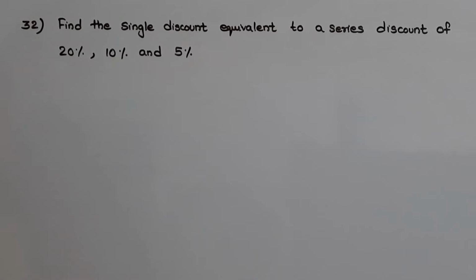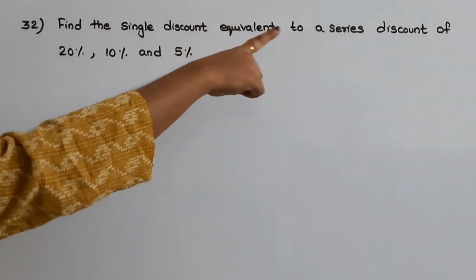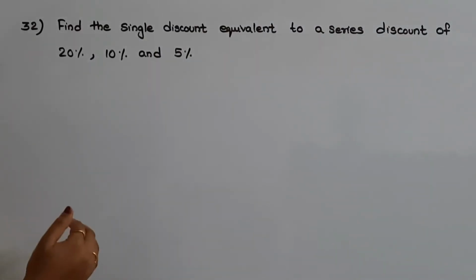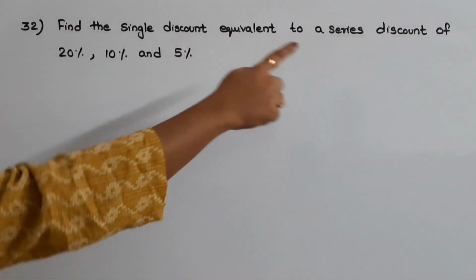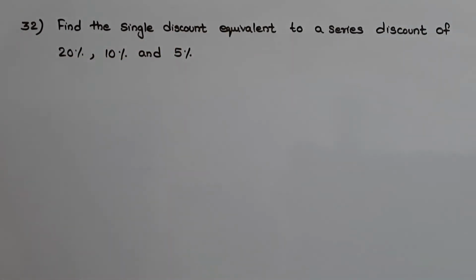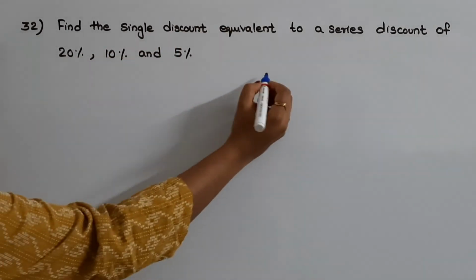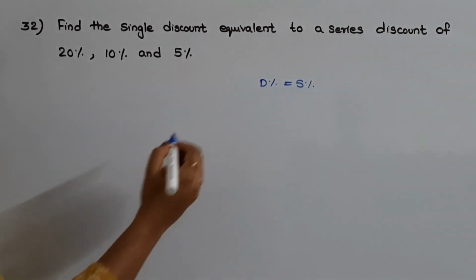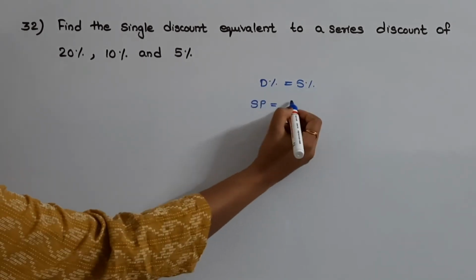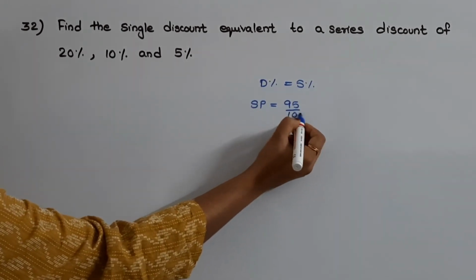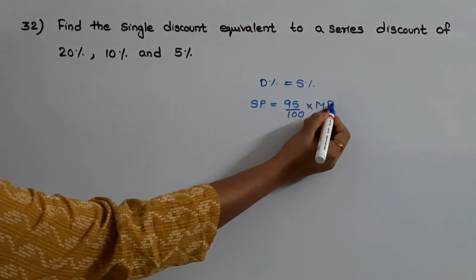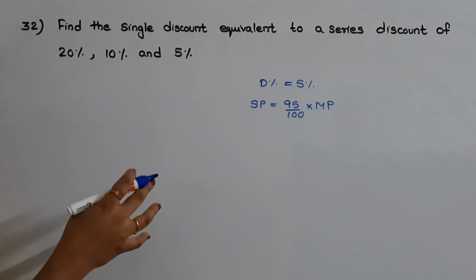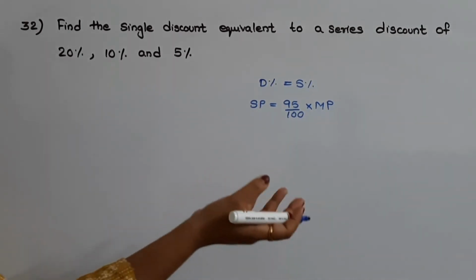The next question is: find the single discount equivalent to a series discount of 20%, 10% and 5%. So in this question we need to find out a single equivalent discount to a series discount of 20%, 10% and 5%. So whenever discount percentage is given as 5, selling price we used to take as 95% of mark price, or 95 by 100 into mark price. If discount percentage was given as 10%, selling price was equal to 90 by 100 into mark price.